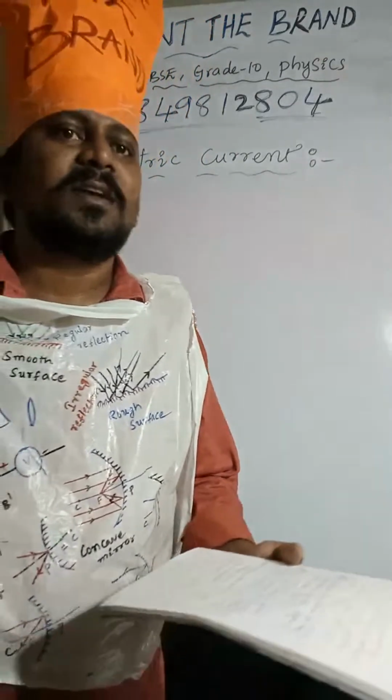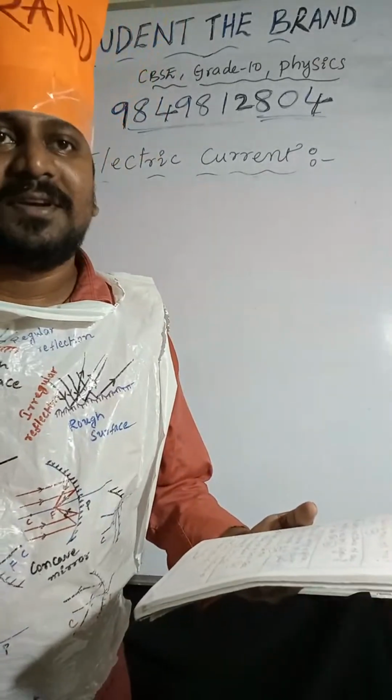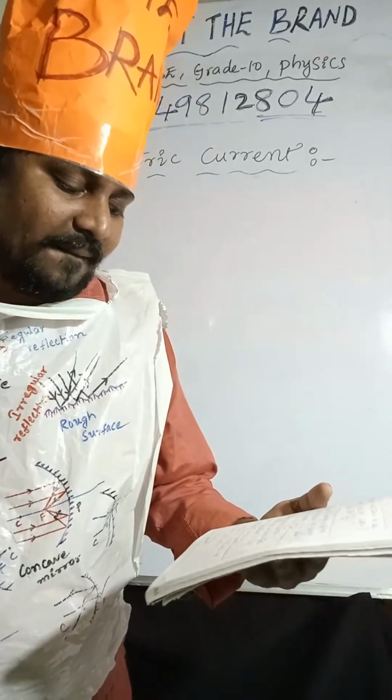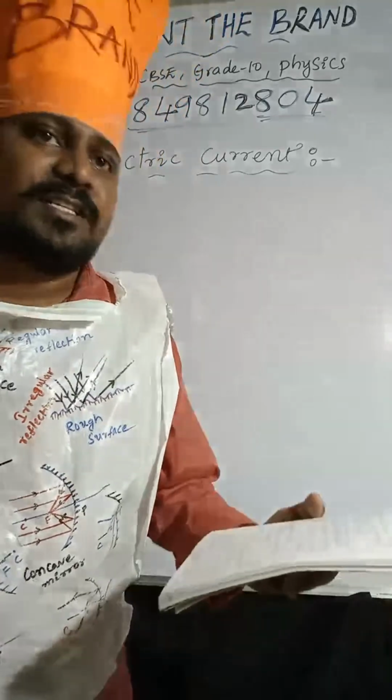No, ideal voltmeter resistance is infinity. Ideal ammeter resistance is 0. Ideal voltmeter is infinity. Ideal ammeter resistance is 0.